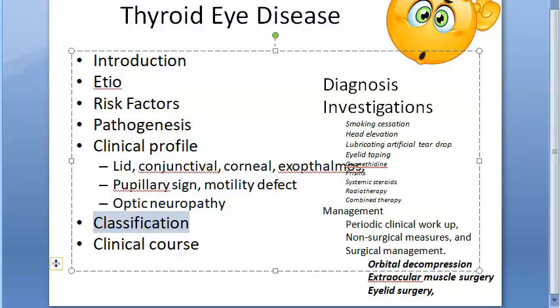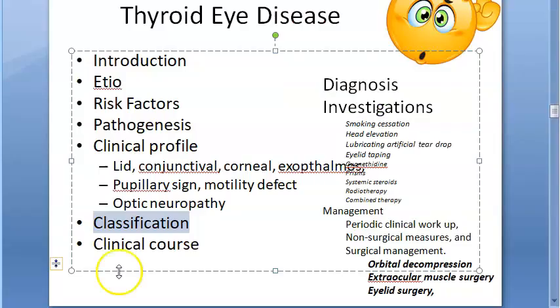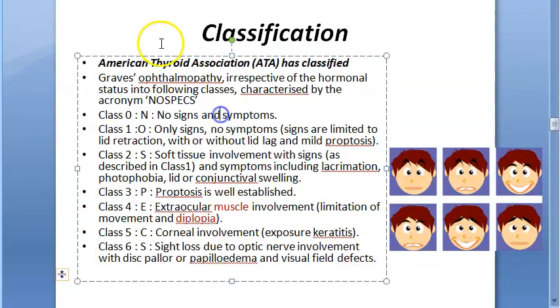Now let's move on to classification, guys. Okay, let's go to classification. American Thyroid Association has classified Graves ophthalmopathy, irrespective of the hormonal status. It is NOSPECS. Some acronym is NOSPECS. Let's look at this. NOSPECS.